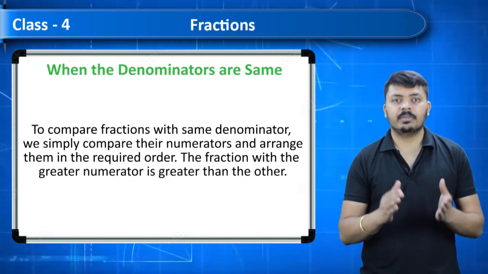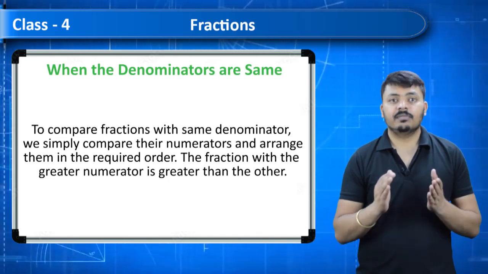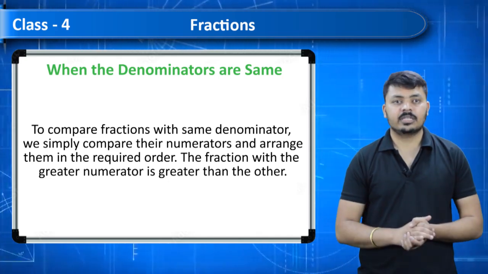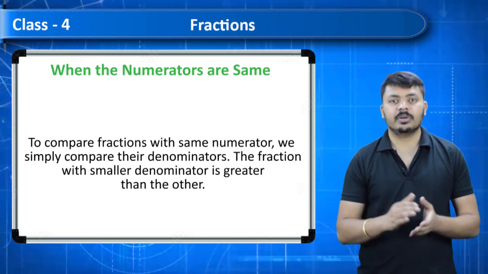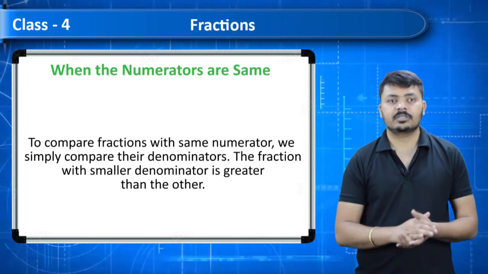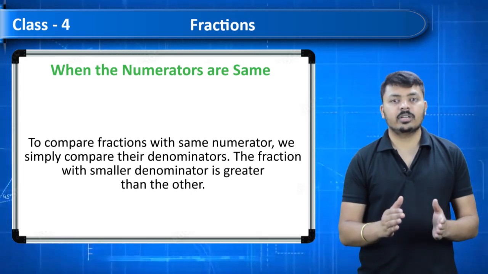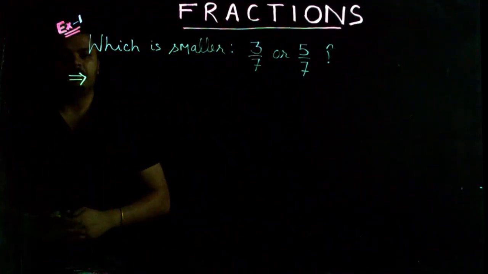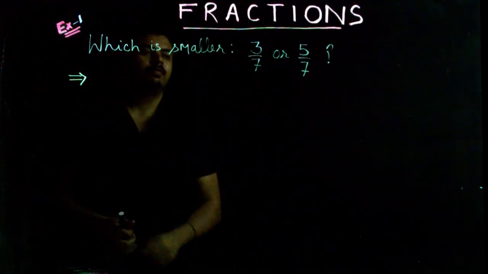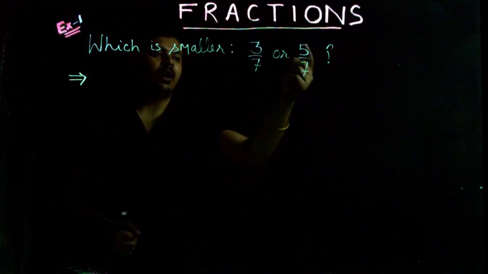Comparison of fractions. When the denominators are the same, to compare fractions with the same denominator, we simply compare their numerators and arrange them in the required order. The fraction with the greater numerator is greater than the other. When the numerators are the same, to compare fractions with the same numerator, we simply compare their denominators. The fraction with the smaller denominator is greater than the other. So students, let's look at example number 1: which is smaller, 3 upon 7 or 5 upon 7?